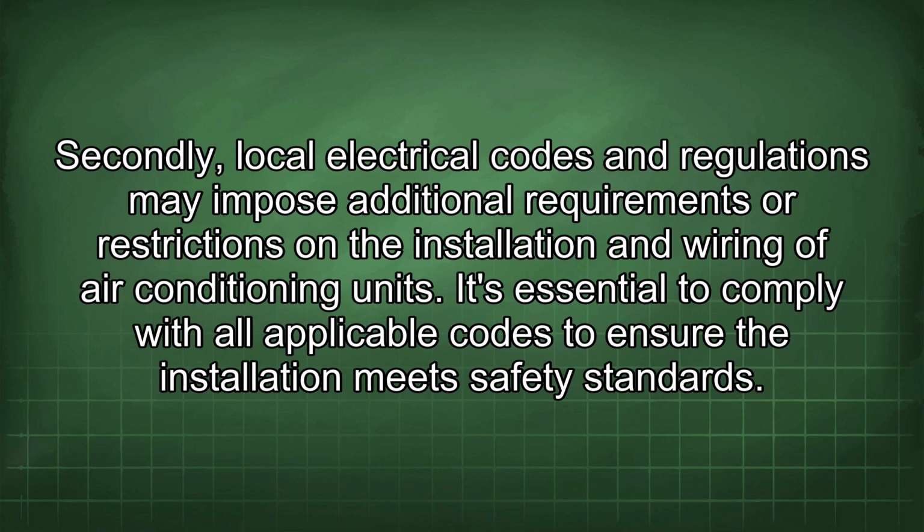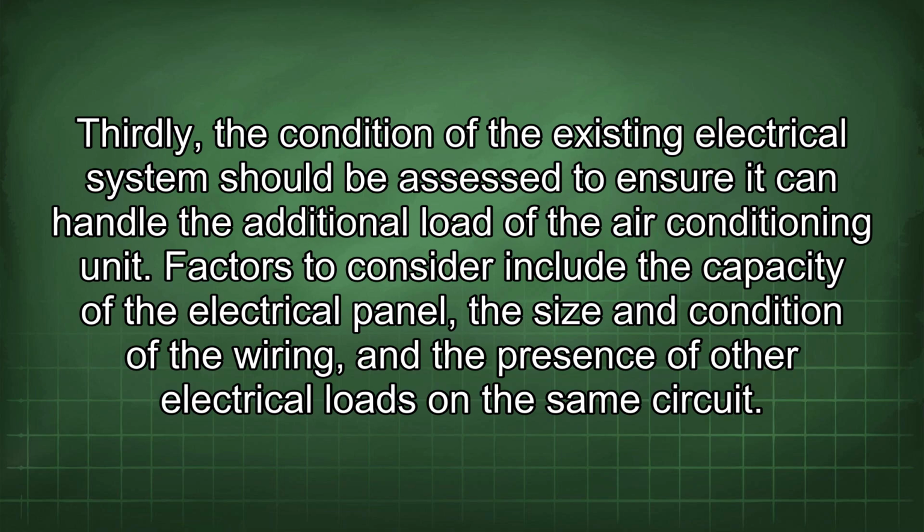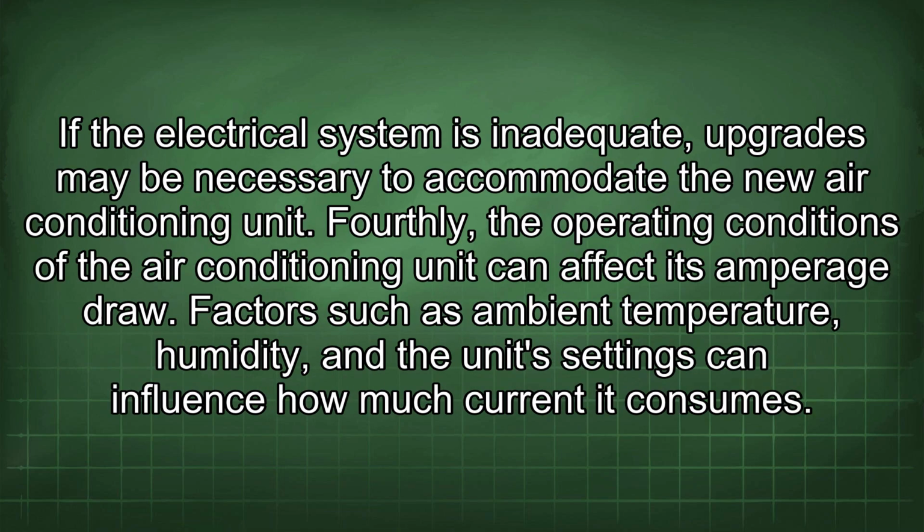Secondly, local electrical codes and regulations may impose additional requirements or restrictions on the installation and wiring of air conditioning units. It's essential to comply with all applicable codes to ensure the installation meets safety standards. Thirdly, the condition of the existing electrical system should be assessed to ensure it can handle the additional load of the air conditioning unit. Factors to consider include the capacity of the electrical panel, the size and condition of the wiring, and the presence of other electrical loads on the same circuit. If the electrical system is inadequate, upgrades may be necessary to accommodate the new air conditioning unit.